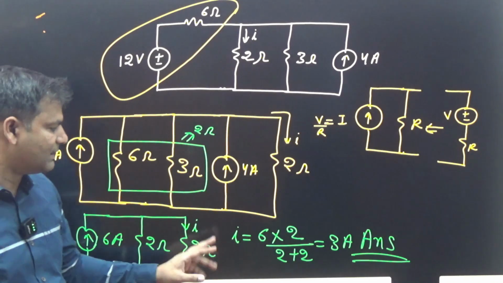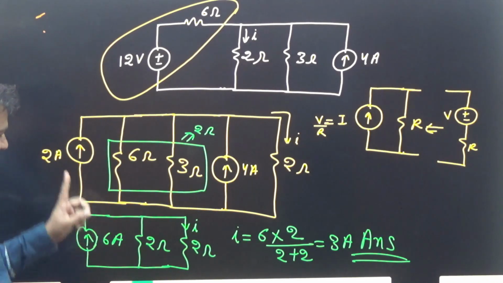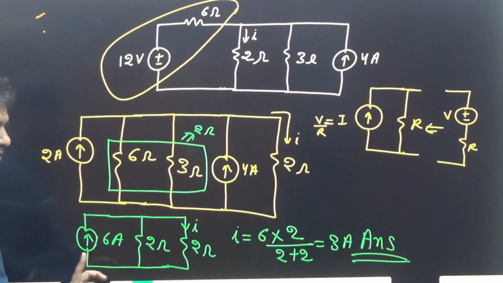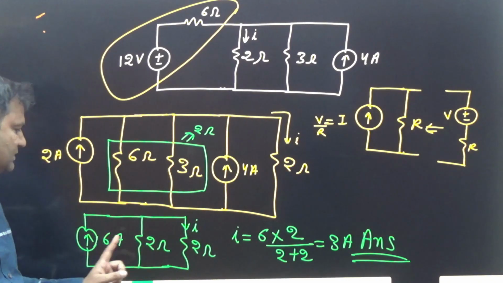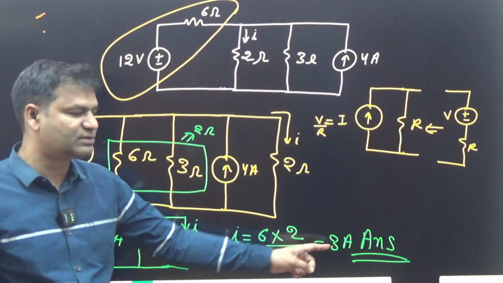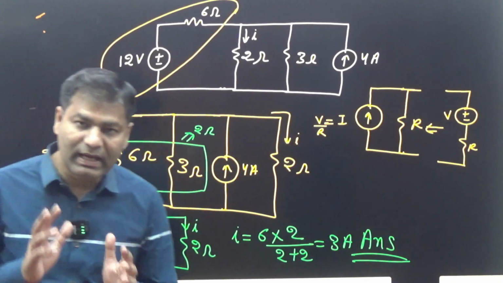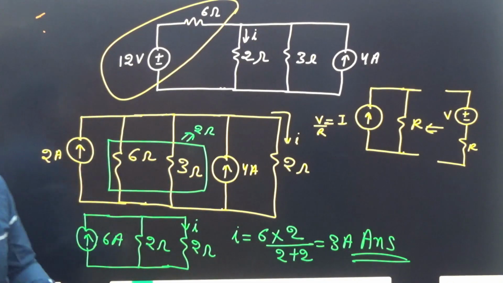After that, apply the current division rule. Simply, if this one is upward direction, that one is downward direction. So I is equal to positive 6 into 2 divided by 2 plus 2, that is how much? 3 ampere is the right answer. If anyone faced doubt, then tell me, I will explain again.